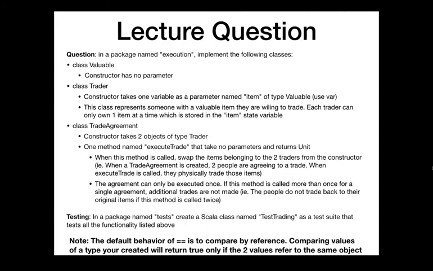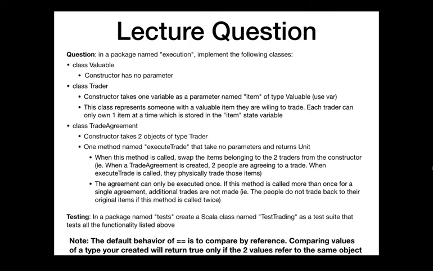And then finally, a class named TradeAgreement, which is going to be when 2 traders agree to trade their items, and then they can swap these items between each other. So to enter into a trade agreement, we're going to create a new object of type TradeAgreement. The constructor is going to take 2 traders that are willing to trade, so new TradeAgreement of trader1, trader2. That's going to say these traders are agreeing to this trade. And then one method, executeTrade, which will actually swap the items that they agreed to trade. So whatever item each trader currently owns in their item variable, they're going to switch those items.